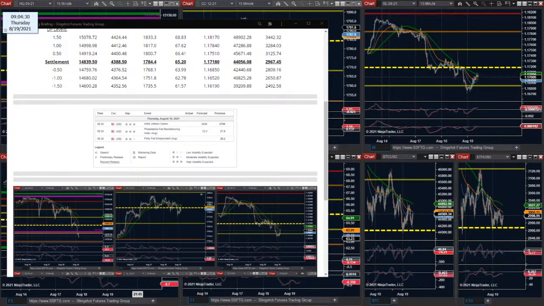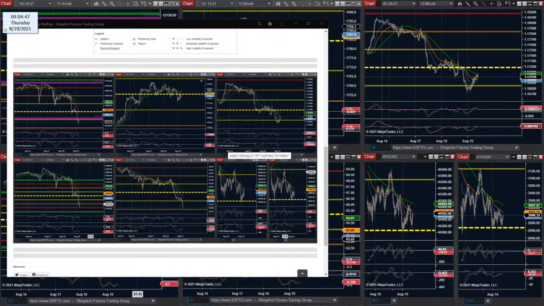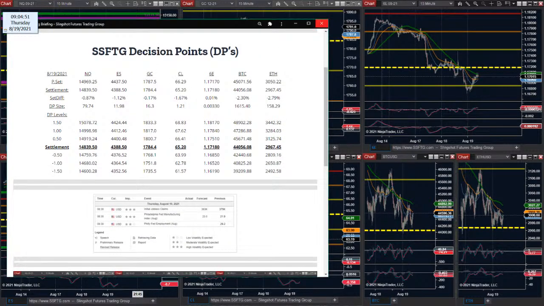As far as the news calendar is concerned, we don't really have a whole lot going on today. We've got the initial jobless claims at 8:30, Philly Fed at 8:30. That's all done. Everything else is done. There's no more news, no more announcements or anything else that we have to worry about. They all came out at 8:30. Job done.